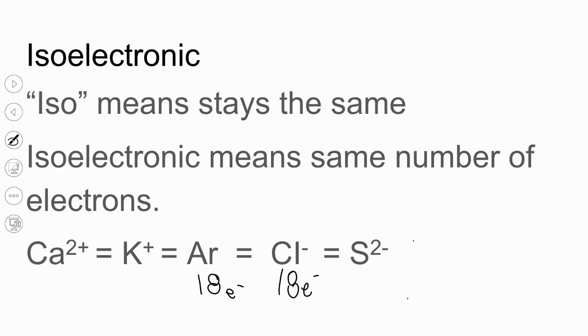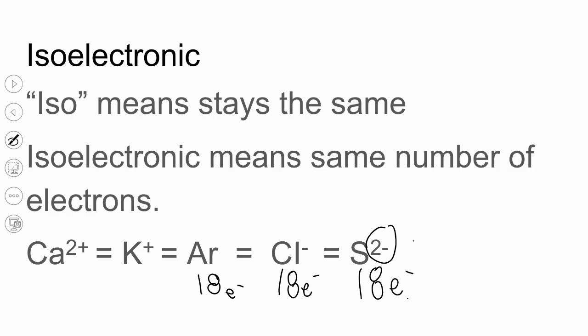And then if we move one more away from chlorine to sulfur, sulfur has 16 protons. If it's neutral, it has 16 electrons, but if we add 2 electrons, then it also has 18 electrons. Does that make sense?